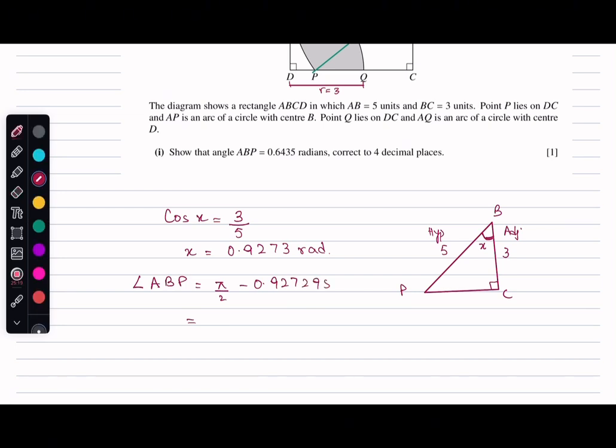0.927295, and subtracting from pi by 2, I should be getting the answer, which is 0.6435 radians. So always take some extra digits as required so that we will be getting the exact answer, which was 0.6435. So angle ABP here comes out to be 0.6435, and then this is shown over here.